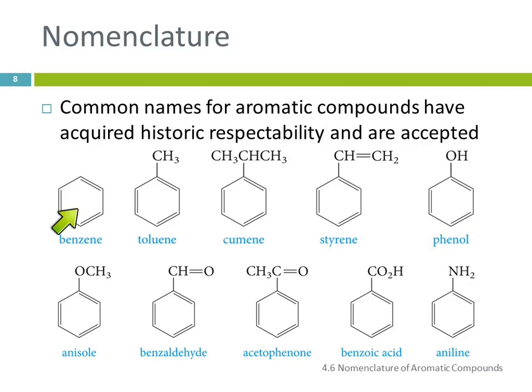This is benzene. Toluene is benzene with a methyl group on it. Cumene is benzene with an isopropyl group. Styrene is benzene with an allyl group. Phenol has a hydroxy group. And these guys, we haven't really learned how to name these groups. Anisole, benzaldehyde, acetophenone, benzoic acid, and aniline.